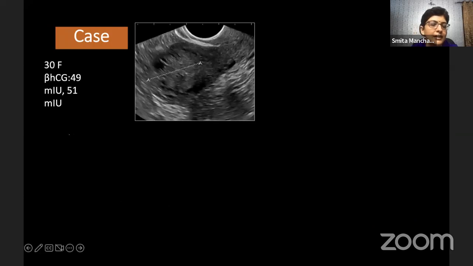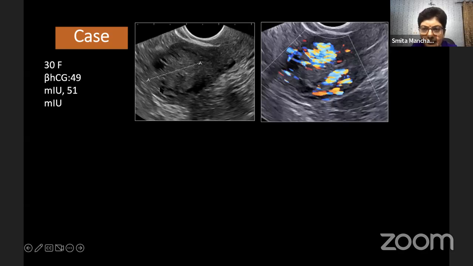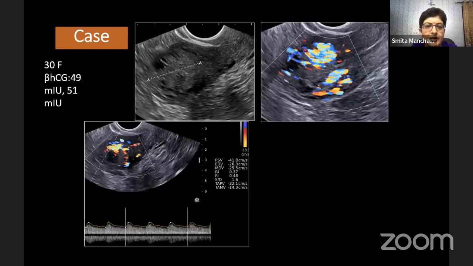Now here you can see that 30-year-old lady, beta HCG was 49, done 24 hours later, it is only 51. So there was no doubling. And here you can see that this lesion is again echogenic, and this has got an intense vascularity to it. And here we can see that it is a low resistance kind of flow with an RI of 0.37.